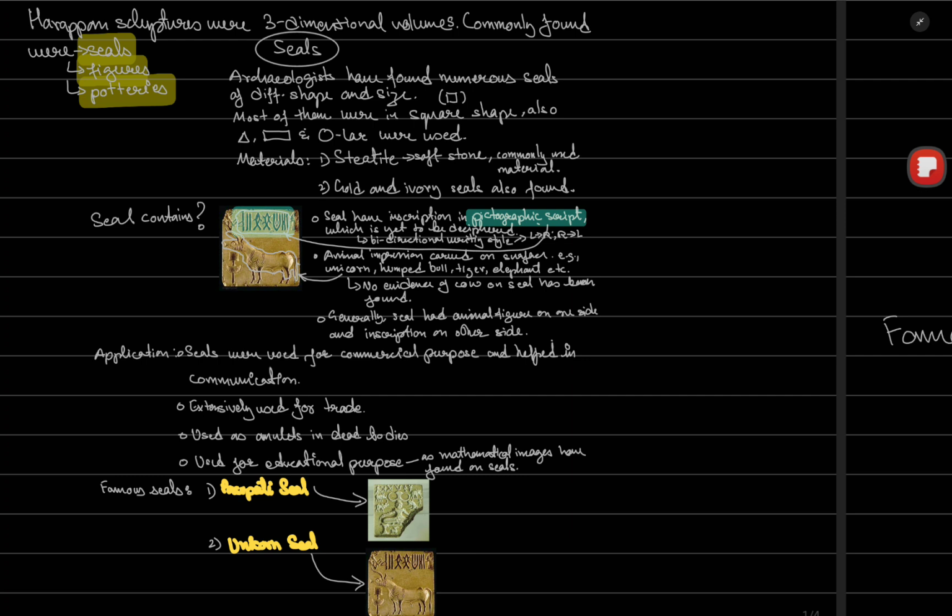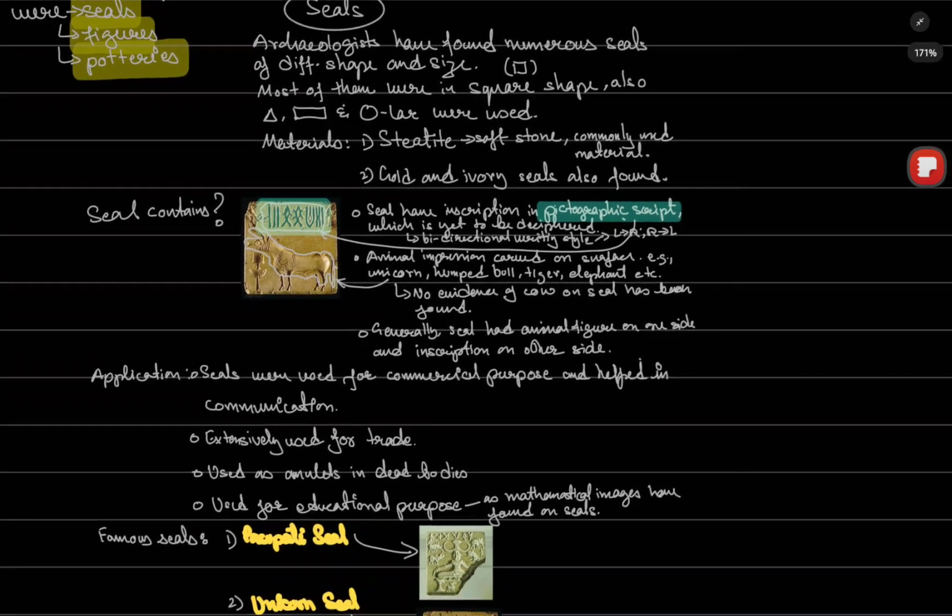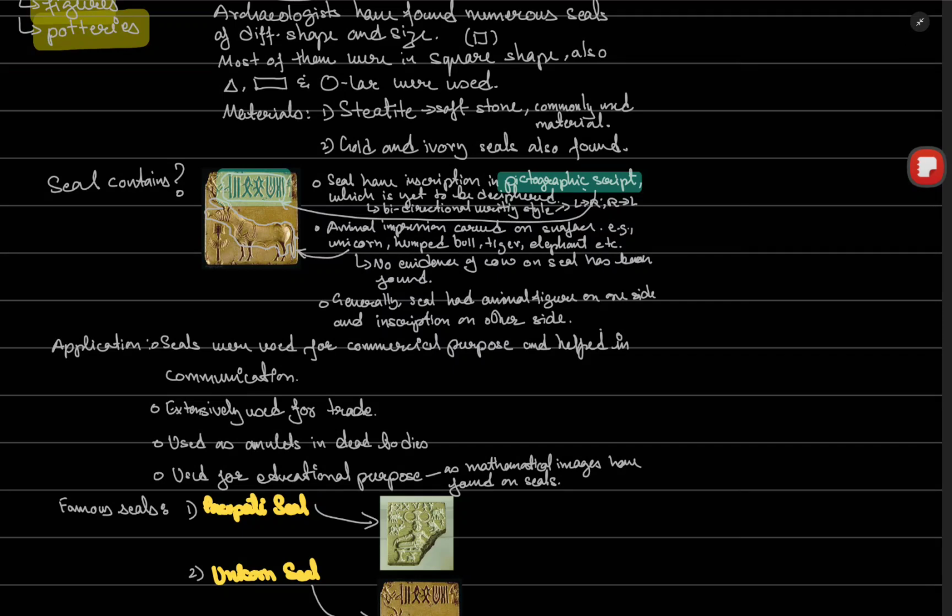Gold and ivory were also used. Now, talking about the seals, what are the various descriptions that we have found on them? Seals have inscriptions in a pictographic script, as you can even see here. This one is a pictographic script. It is a script, but in a picture form.